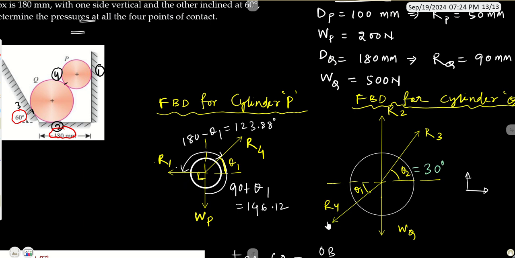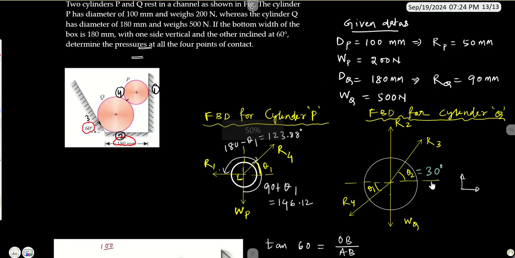So R4 will be acting in this direction at an angle of theta 1, right? And R3, here we'll be getting from this particular support, this contact point, the reaction which will obviously be passing through the center point of this cylinder. And here we'll be getting the reaction R2, which will be perpendicular to this particular plane, right? So R2. Okay, so this is how we have completed the drawing of the free body diagrams for both these cylinders P and Q.